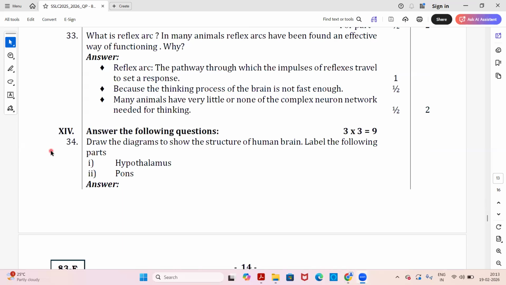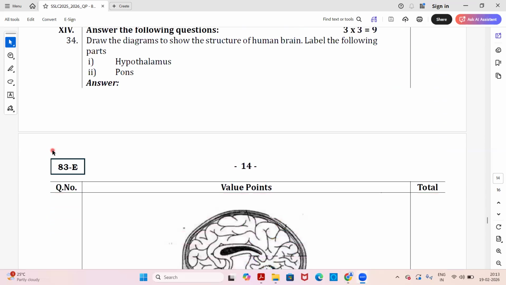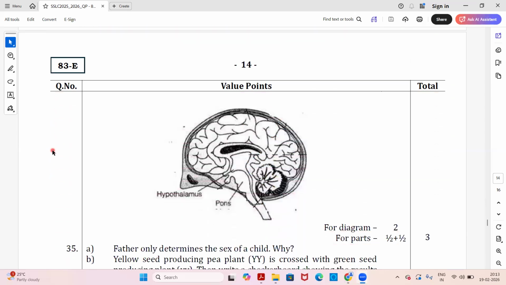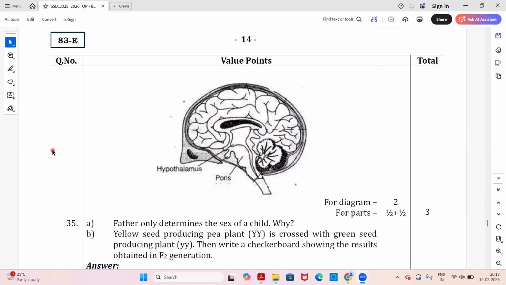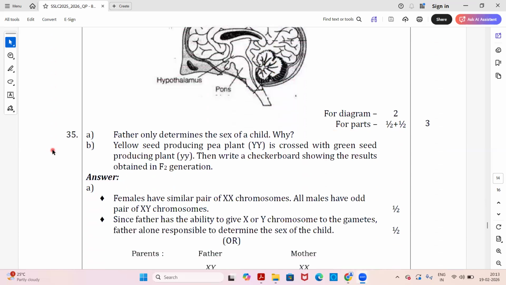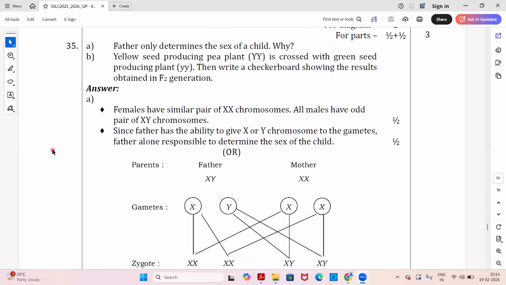Now this question of drawing a human brain and labeling the parts is a repeated question, so this can be important from the exam point of view. It can be asked. So very carefully practice this and score 3 full marks over here. Okay, then question 35, you have sub questions A and B, and then the answer for it is given below.